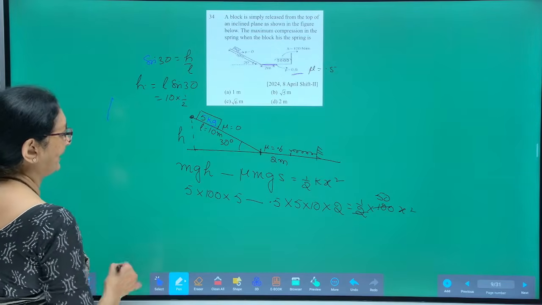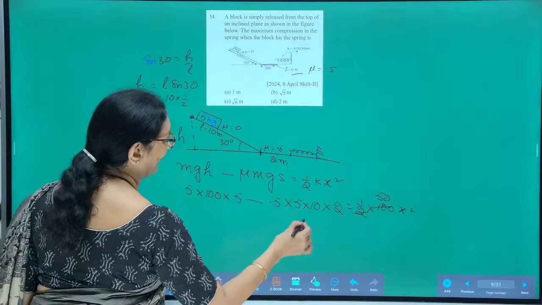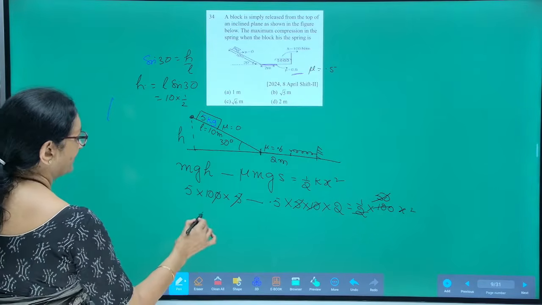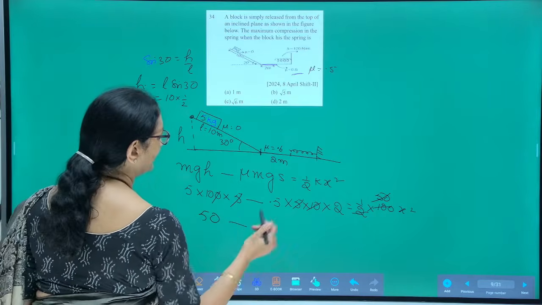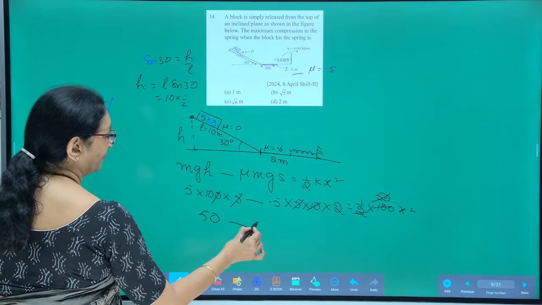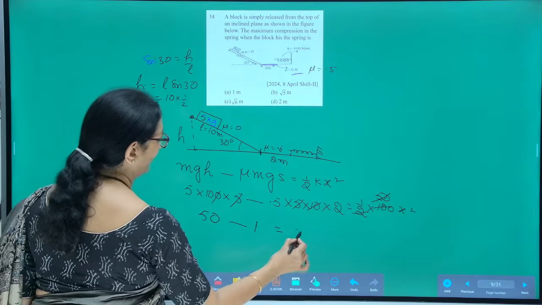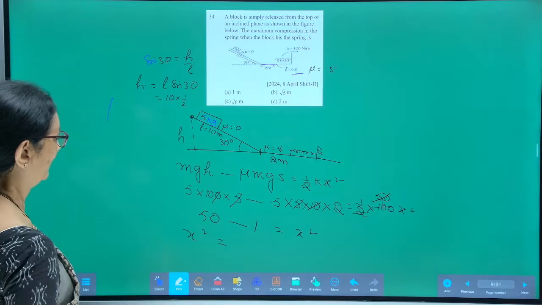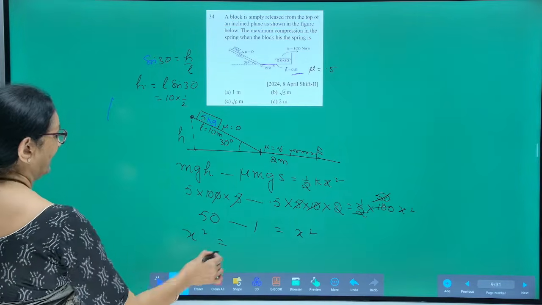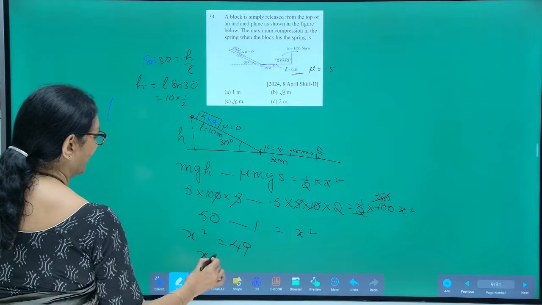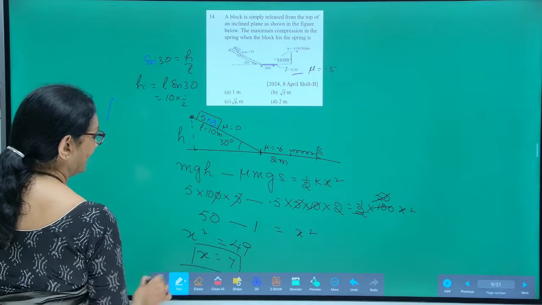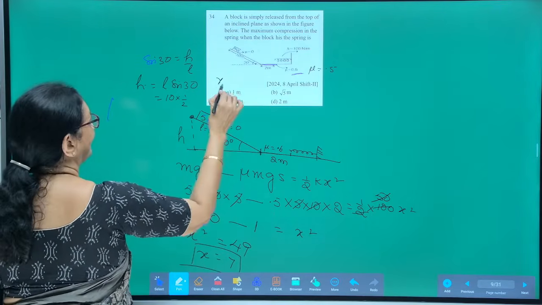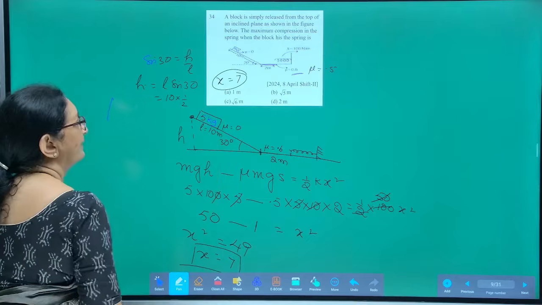So we can take 50 as a common factor and cancel. 50, 50, 5 and 10. So 50 minus 2 into 0.5 is 1, that is equal to x square. So x square is equal to 50 minus 1, it is 49. So x is equal to 7. That is the answer. So here for the values we have taken, x is equal to 7.